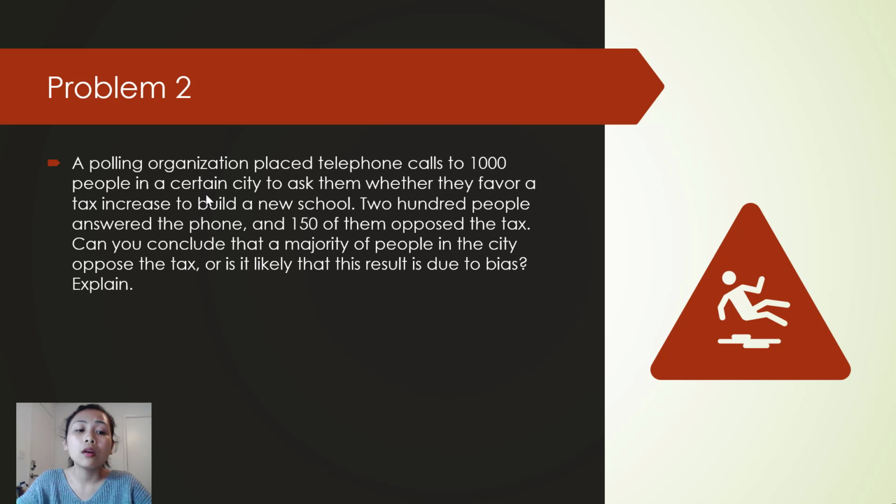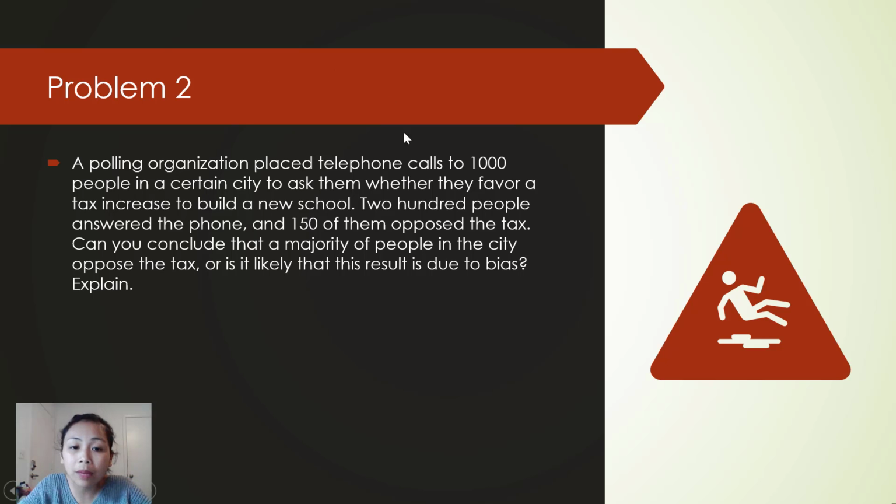Problem number 2. A polling organization placed telephone calls to 1,000 people in a certain city to ask them whether they favor a tax increase to build a new school. 200 people answered the phone, and 150 of them opposed the tax. Can you conclude that a majority of people in the city oppose the tax, or is it likely that this result is due to bias?